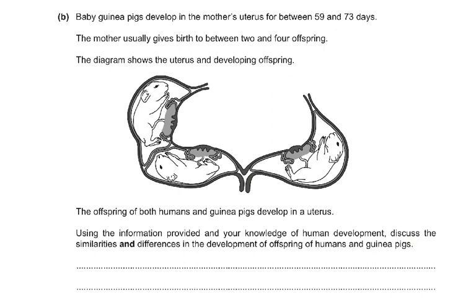And coming to the B part of the question, baby guinea pigs develop in the mother's uterus for between 59 and 73 days. The mother usually gives birth to between 2 and 4 offsprings.